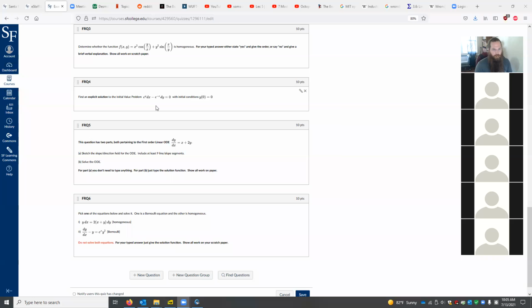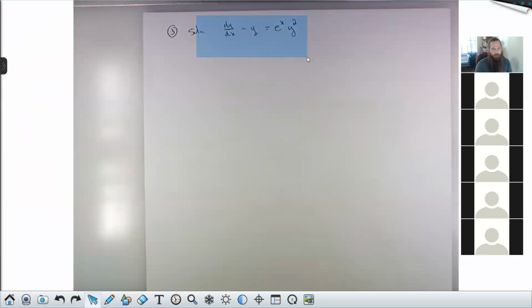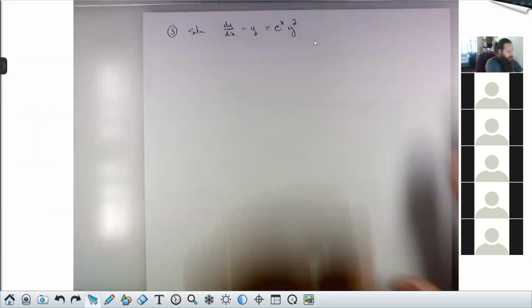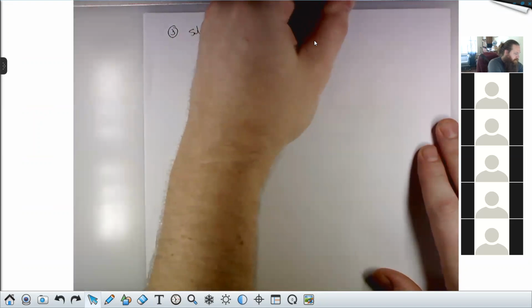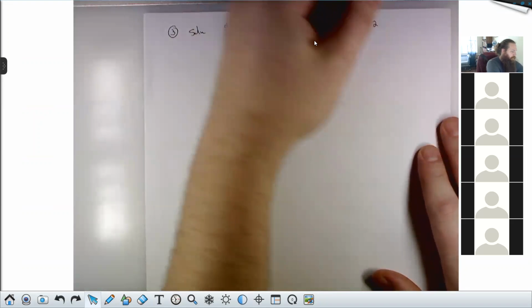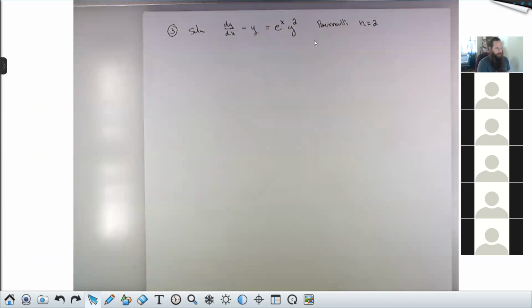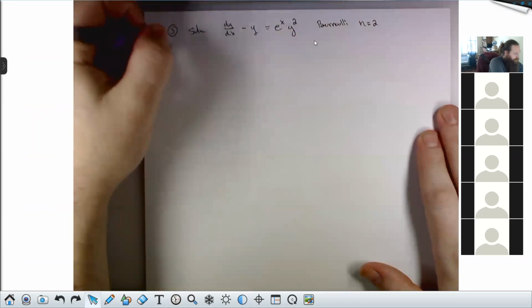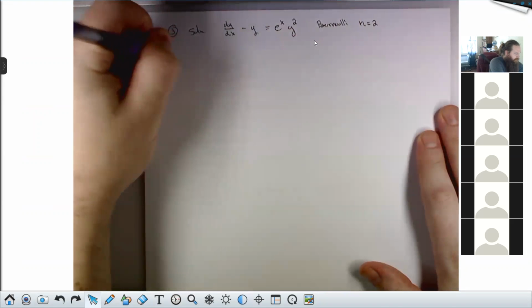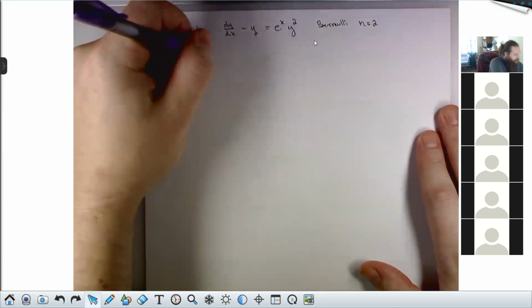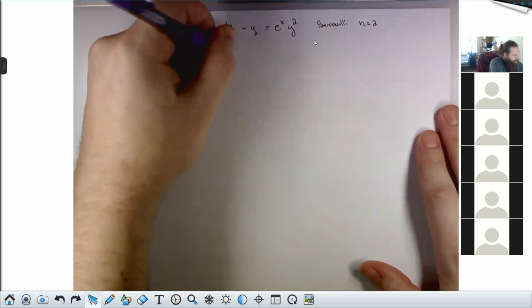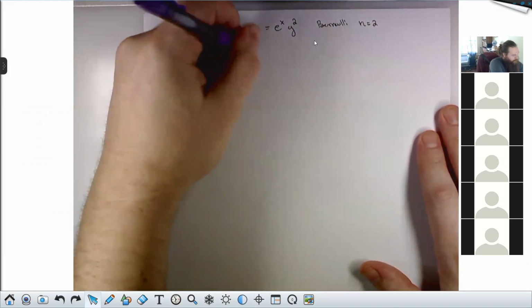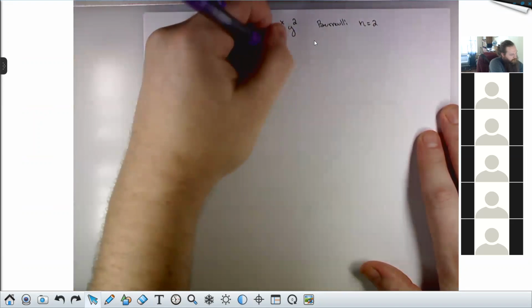Okay. So this is already in the standard form of a Bernoulli equation. We've got y prime plus p of x times y equals q of x times y to the n. So this is Bernoulli with n equals 2. And my advice is to begin by dividing both sides by y to the n. So this would be 1 over y squared times dy/dx minus 1 over y equals e to the x.